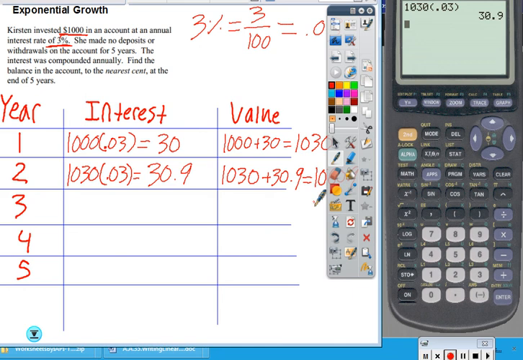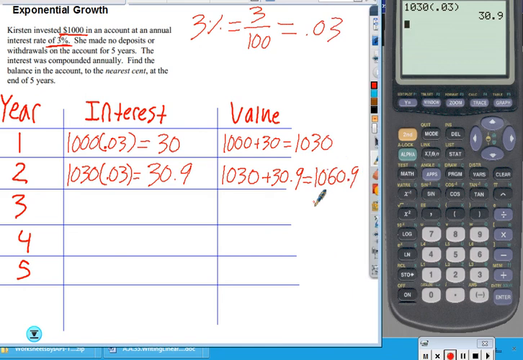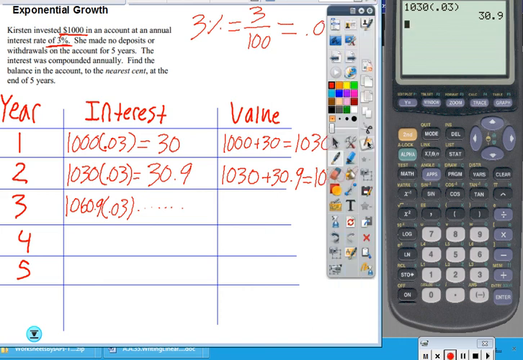Now, for my third year, you could kind of see where this is going. I'm now going to be starting with $1,060.90. And still, I'm going to be multiplying by 0.03. And the same steps would follow. Now, I'm sure you could do that on your own, so I'm going to flip over to what year 3, 4, and 5 would look like if you did the computations.